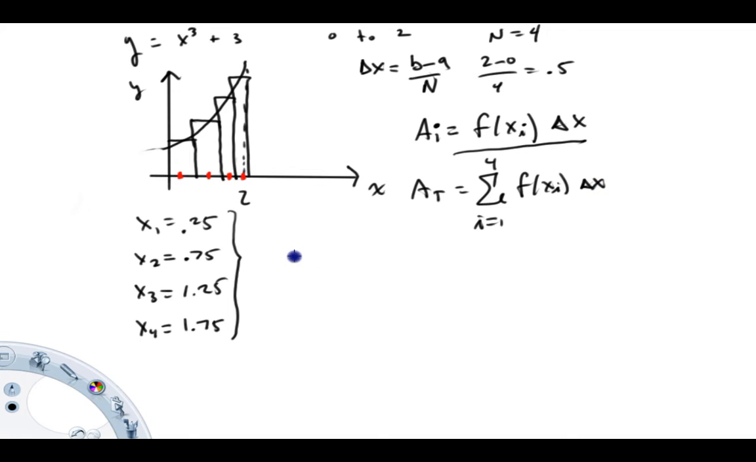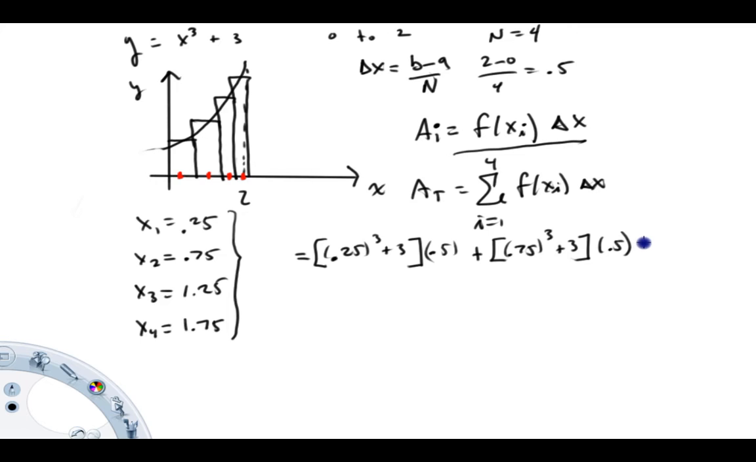Now I'm going to go ahead and write out the sum. All right, so the first one, i equals 1. That's going to be f of x1, I'm sorry, which is going to be 0.25 cubed plus 3 times the delta x of 0.5. Next one, for i equals 2, that's going to be f of x2, that's going to be 0.75 cubed plus 3 times delta x of 0.5.